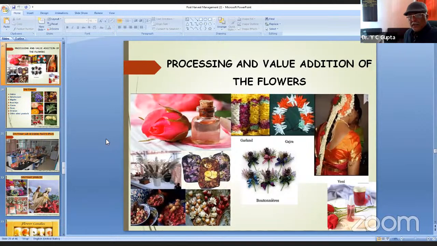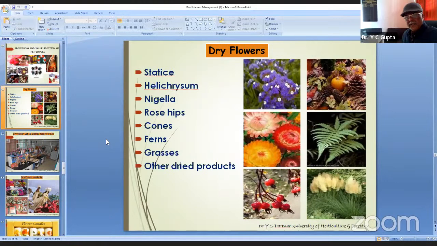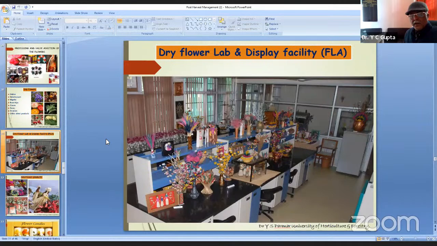Now, the processing and value-added products, as is visible from the slides. The first product is dry flowers, so many dry flowers. Dr. Bharati Kashyap, one of our scientists, spoke. This is the flower craft lab, which I took the initiative for in 2006 from central assistance. Now it has increased again. And it is one of the hotspots of Dr. Y.S. Parmar University. Every VVIP, VIP and some of the farmers came, and so many trainings were conducted for making a livelihood, especially for farm women and young youth, to double the farmers' income.